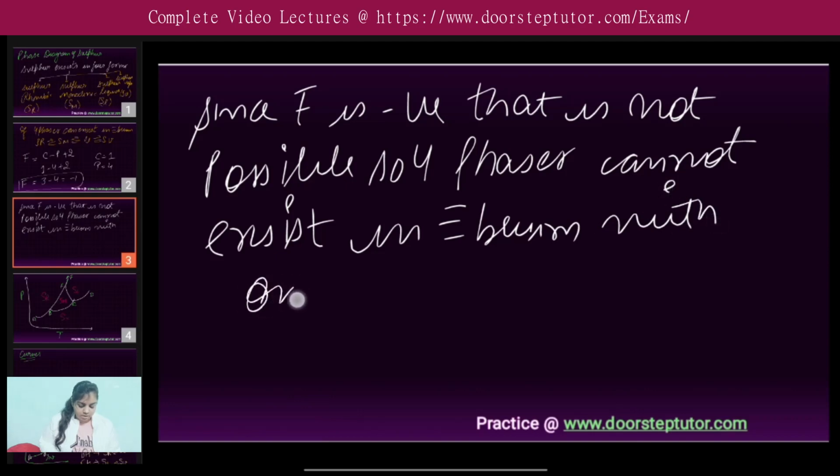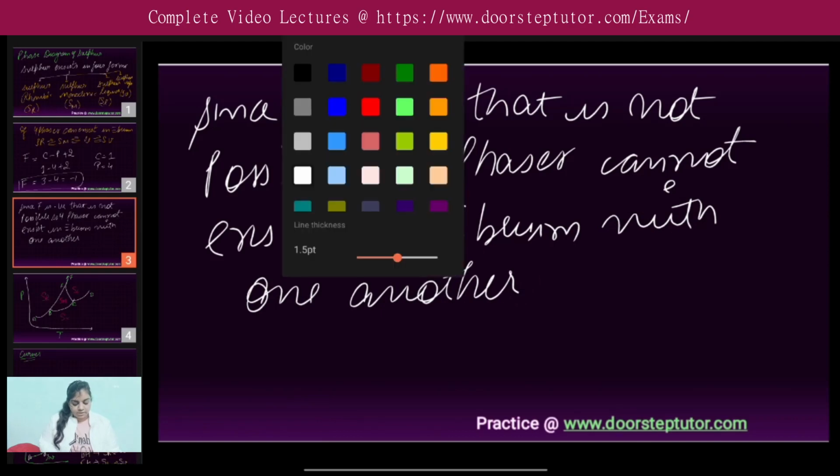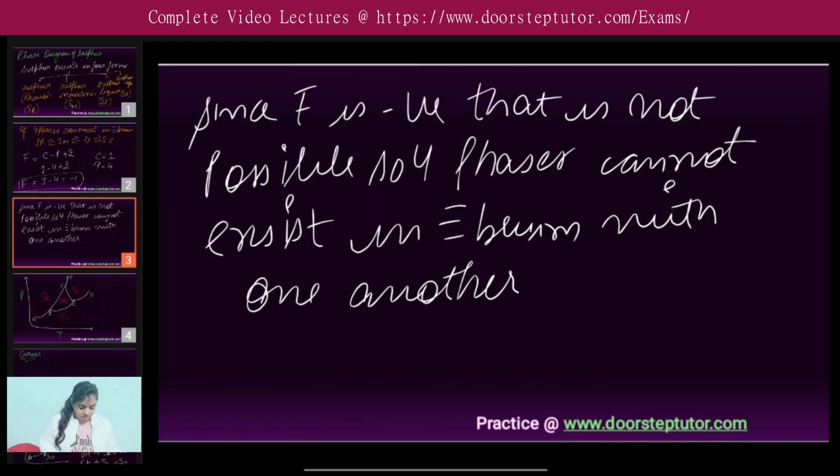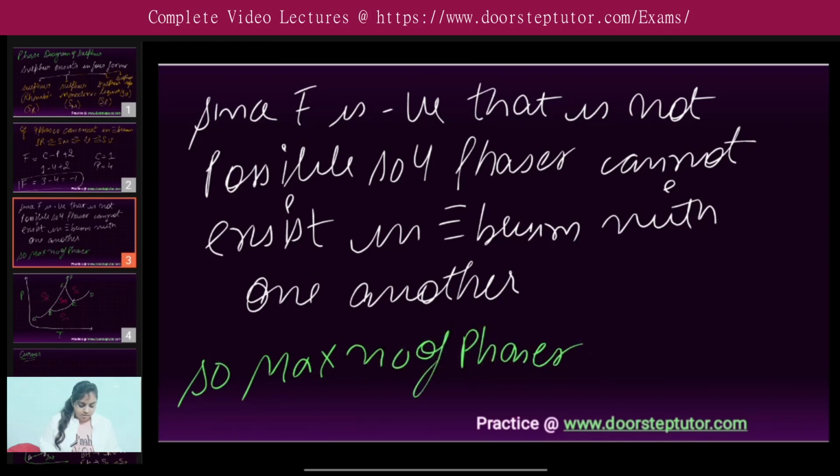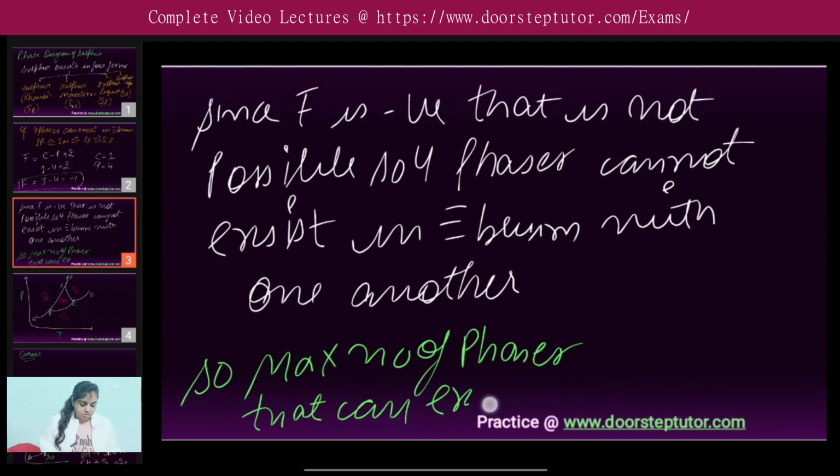With one another, so the maximum number of phases that can exist in equilibrium is 3 only, right?